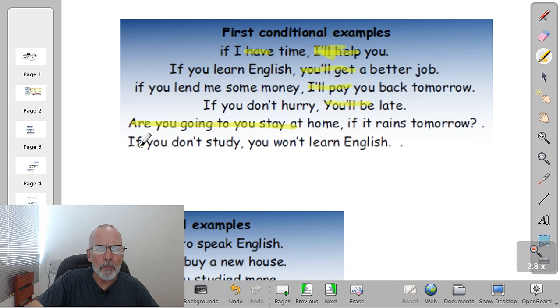Okay, another example. If you don't study, you won't learn English. If you don't study, this time we've got a negative here. We've got a negative here too. So this is present simple negative and this is future negative. So in actual fact, you could have a negative here and a positive here, or you could have a positive here and a negative here. All examples of the first conditional, real conditionals.